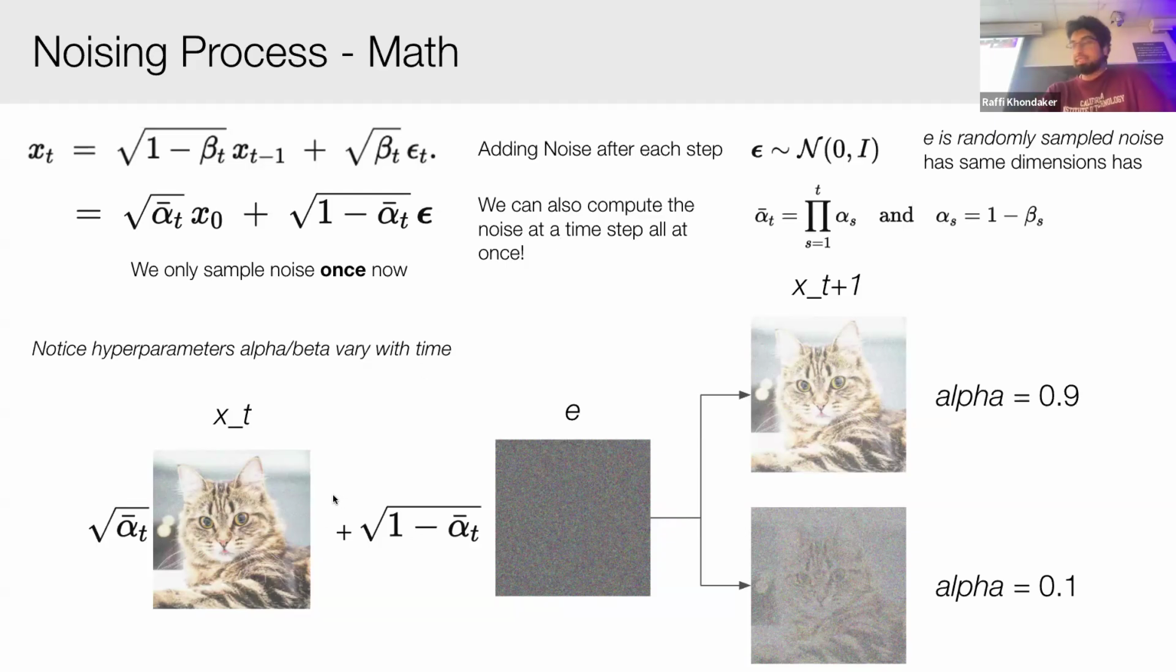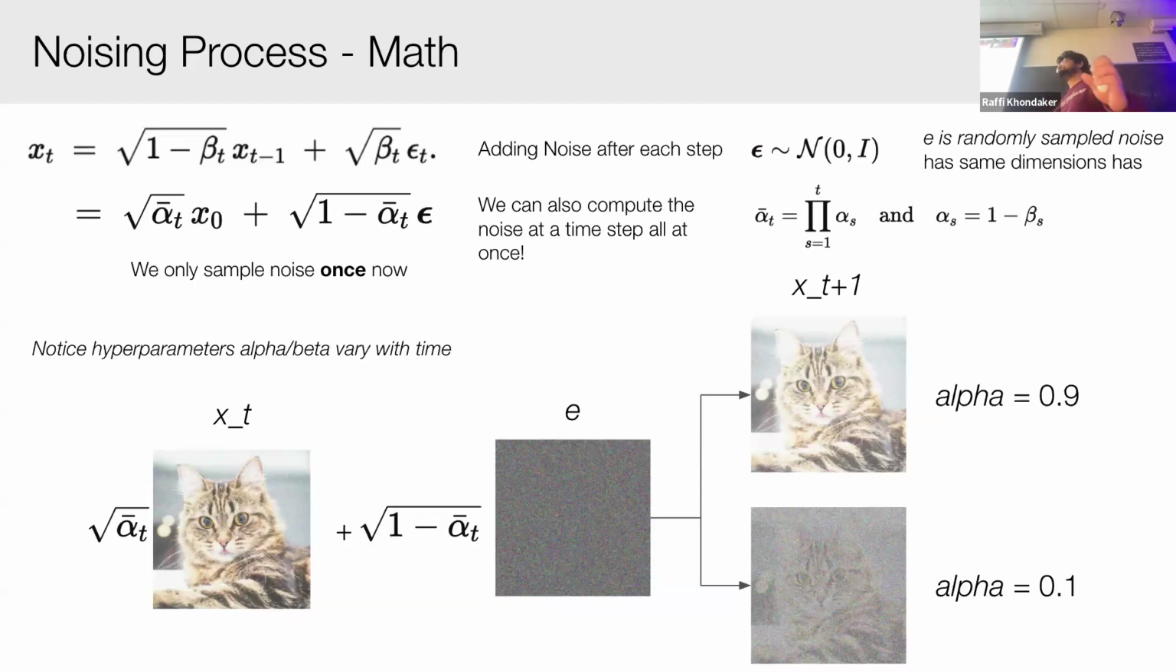And so again, conceptually, visually, this is what we're doing. If this is our original image, we're taking some percentage of it, adding the remaining percentage in noise, and then this is what we get. If alpha is really high, 0.9, that means we retained most of our original image. We only added a little bit of noise. If alpha is really low, that means most of our image is now noise because we added a bunch of noise.